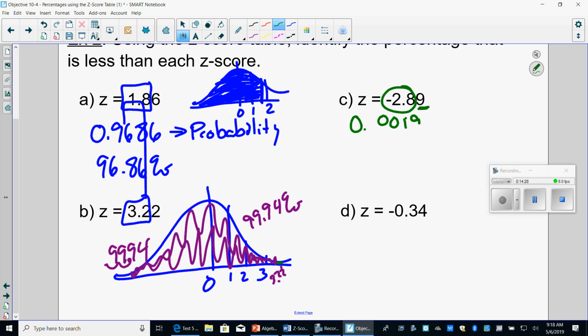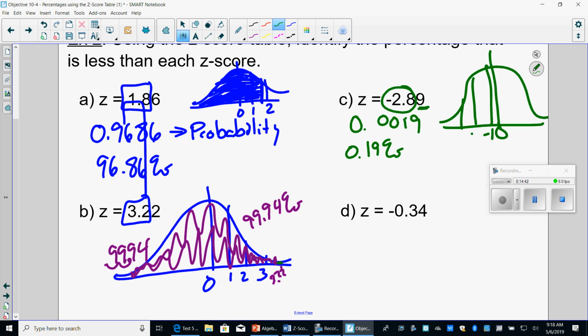0.0019. So if I made that a percentage, it would be 0.19%. That's not a lot. Does that make sense on our bell curve? So this is 0, negative 1, negative 2, negative 3. Where's negative 2.89? Right there. So does it make sense that this is just 0.19%? That it's just that little bit. Okay? Any questions on that?